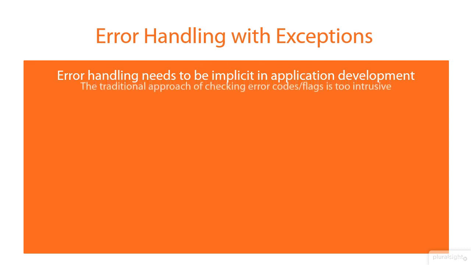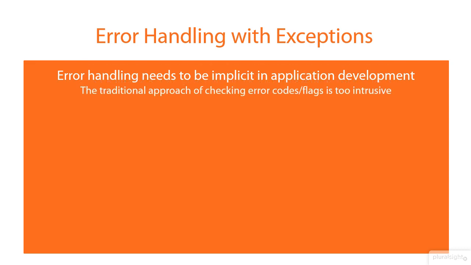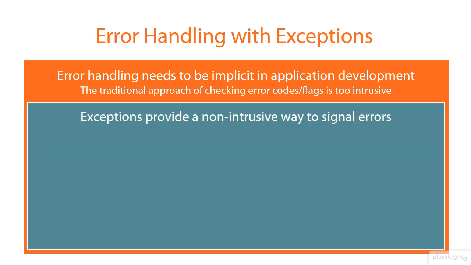Now, traditional mechanisms would use things like error codes that had to be checked or flags that had to be checked. And that's really intrusive, right? Having to put if statements all over the place to deal with potential errors really clutters up your code. It's really awkward. And very often as developers, we just never get around to doing it. So we need a way that makes it really easy to manage errors. And that's where exceptions come in.